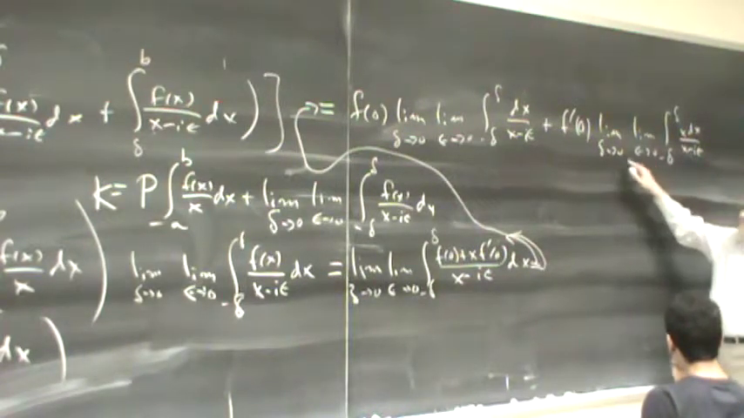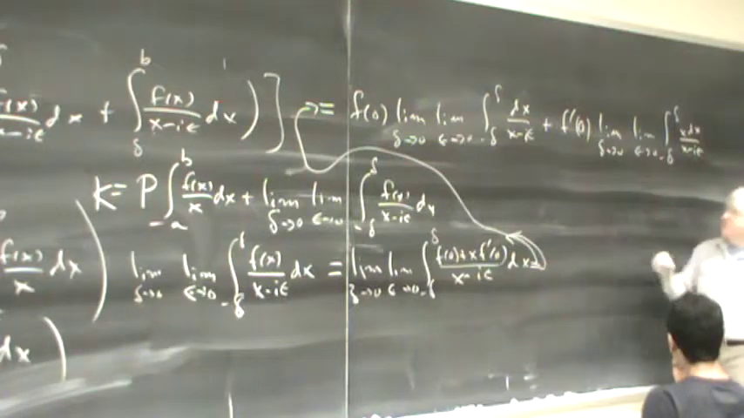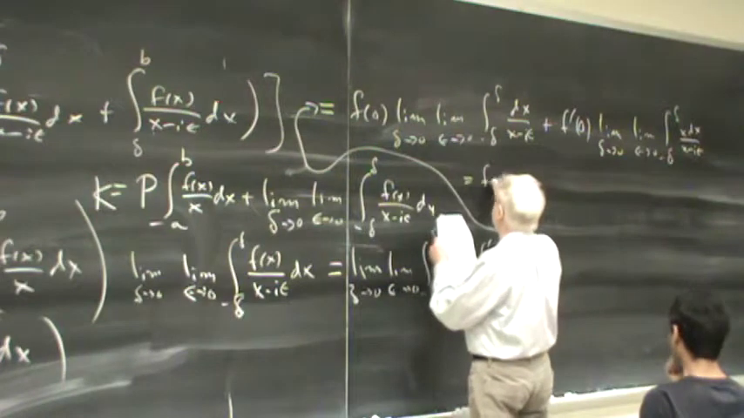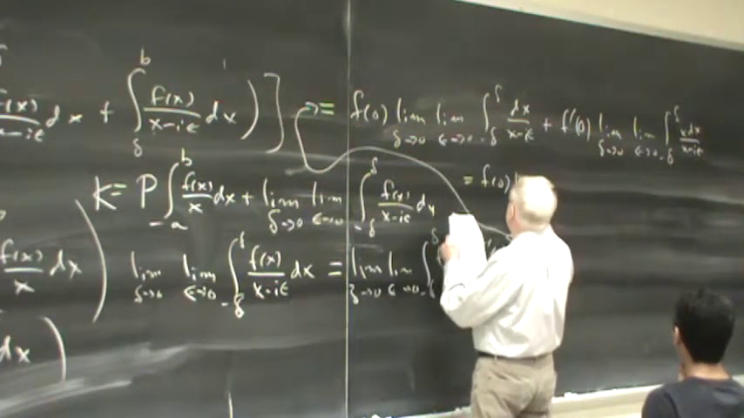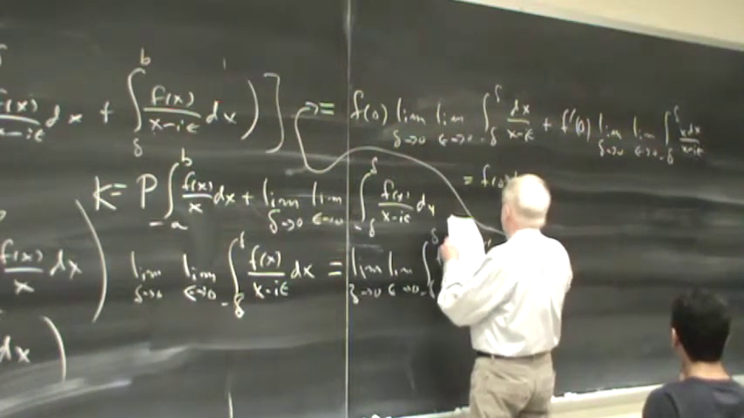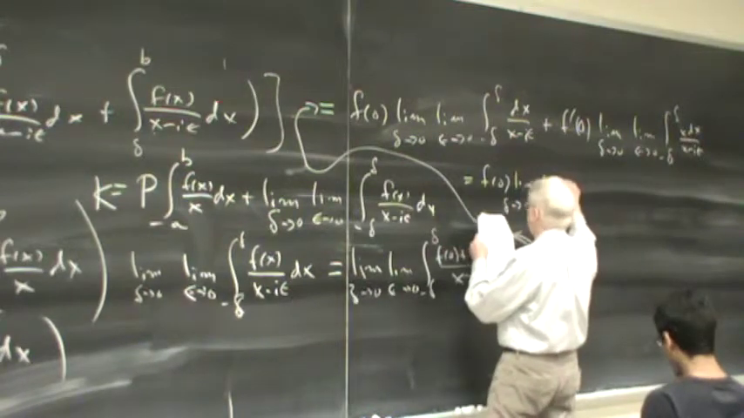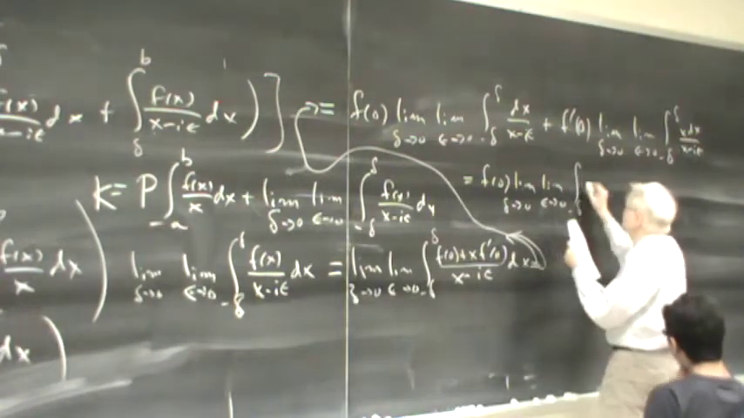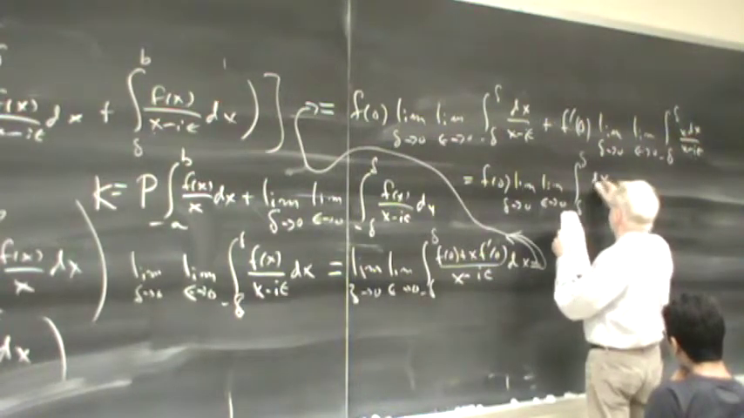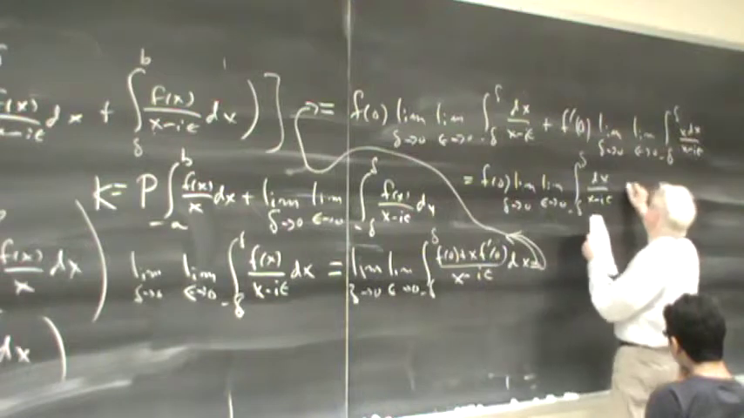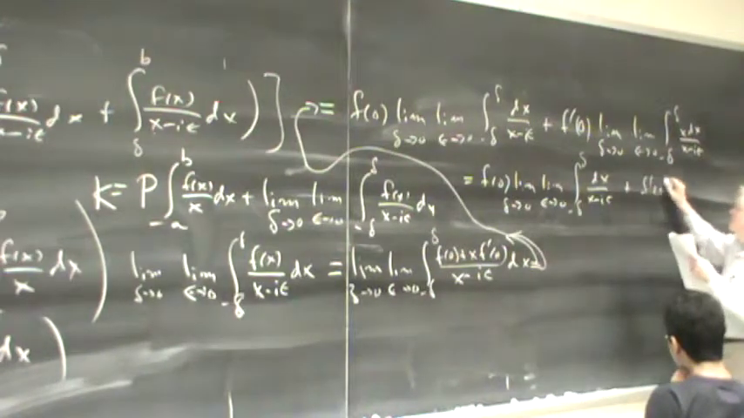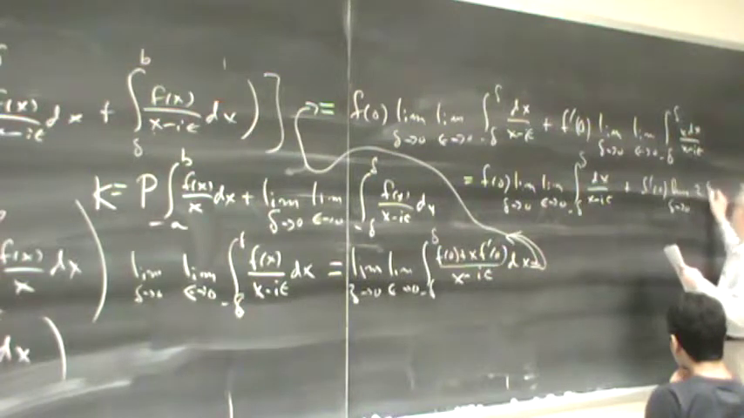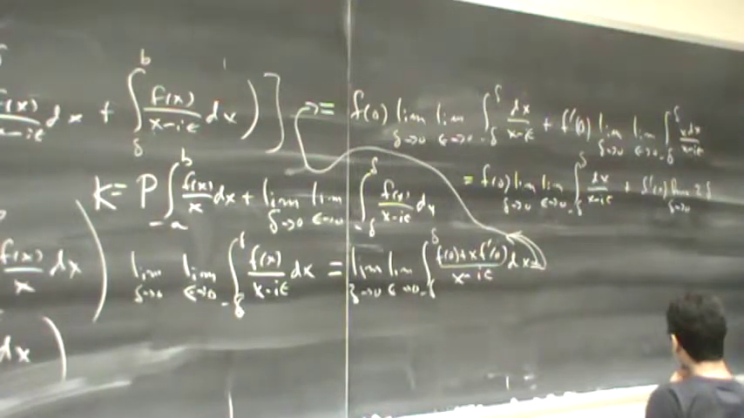And we then have the limit of 2 delta as delta goes to 0, so maybe I'll keep this as 2 lines. So this is equal to f of 0, limit delta goes to 0, limit epsilon goes to 0, integral minus delta to delta, dx over x minus I epsilon, plus f prime of 0, limit delta goes to 0, 2 delta. Well, that's obviously going to be 0.